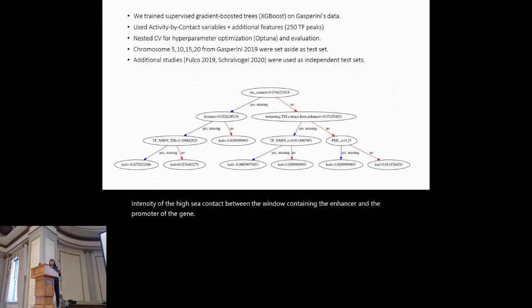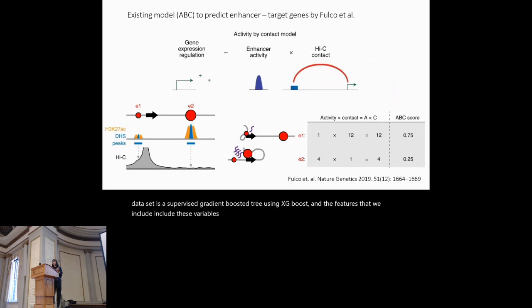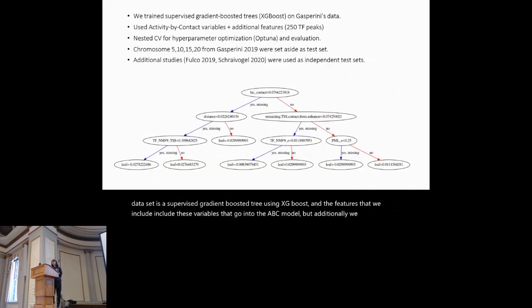In contrast to that unsupervised model, the model that we were training on the perturbation data set is a supervised gradient-boosted tree using XGBoost. And the features that we include are these variables that go into the ABC model, but additionally we have some other histone modification data and about 250 transcription factor peaks from ChIP-seq on the same K562 cell line using the ENCODE data. And we set aside chromosome 5, 10, 15, and 20 from Gasparini as our test data set. And then we used the two additional studies we introduced earlier as independent test data set.